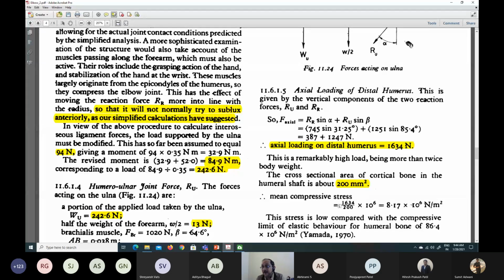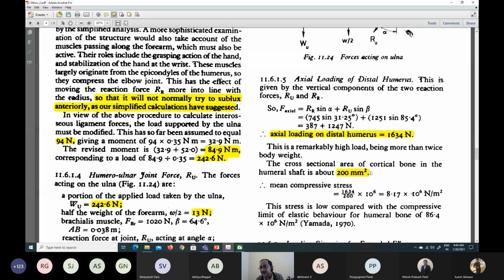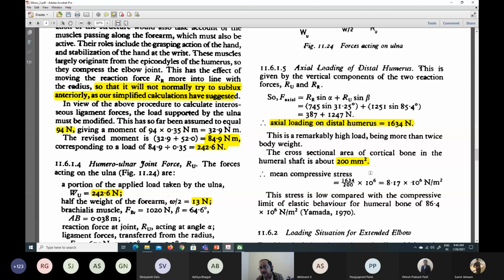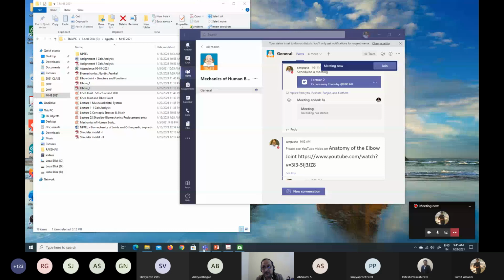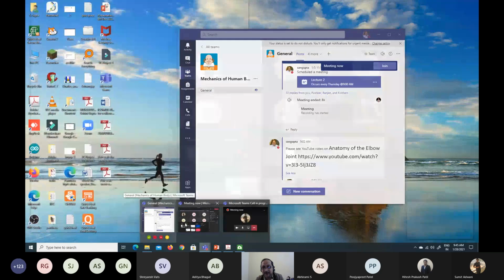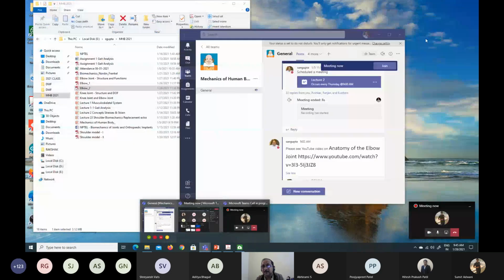Okay, so this is quite a high load, as already mentioned, more than twice the body weight, but it is being carried very easily by the humerus bone, which has an average cross-sectional area of 200 millimeters square. Okay, so this is a very important calculation, which I would recommend all of you to go through very minutely. Okay, you solve this problem yourself, then only you will understand.